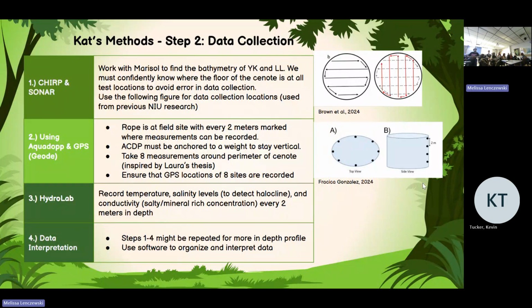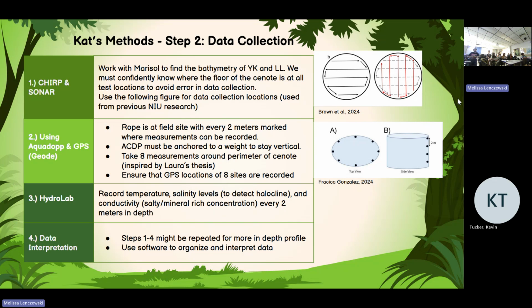So step 2 is collecting data. This is what I think is best. So I'll be working with Marisol with the chirp and sonar to map the bathymetry of Yumkin and La Laguna, because we have to confidently know where the floor of the cenote is at all test locations to avoid any error. So we don't know if the device is hitting the ground or not, unless we use the instruments. So we'll be using Dr. Brown and the previous NIU students' method, as Marisol explained, snaking around the cenote, and doing vertical motions as well to get a good map.